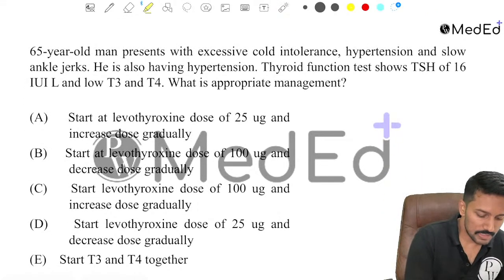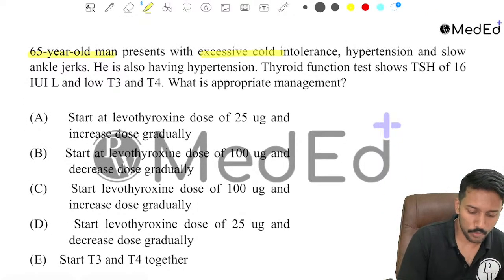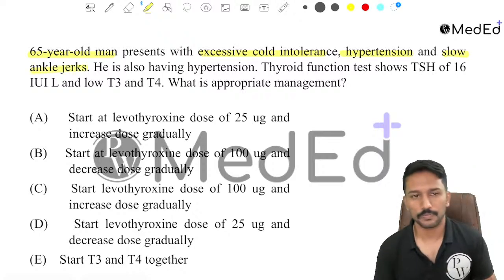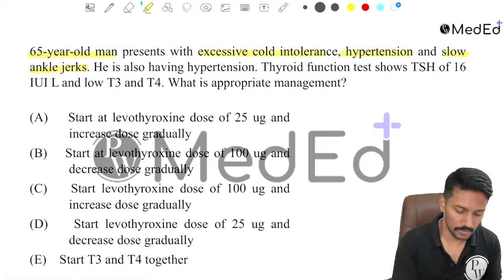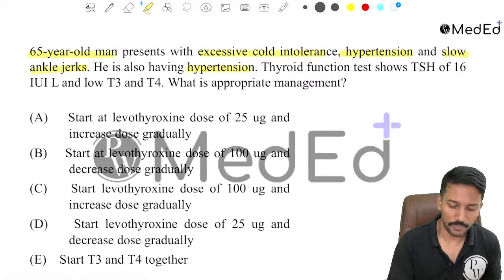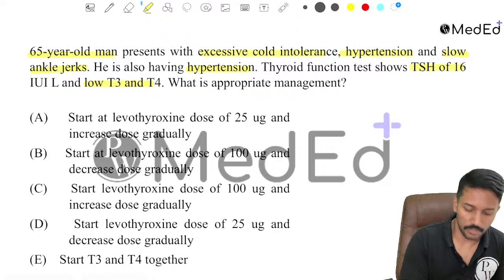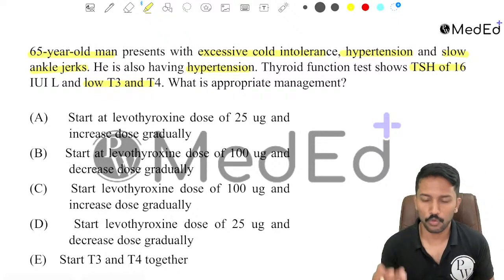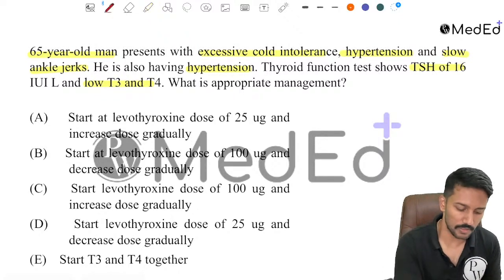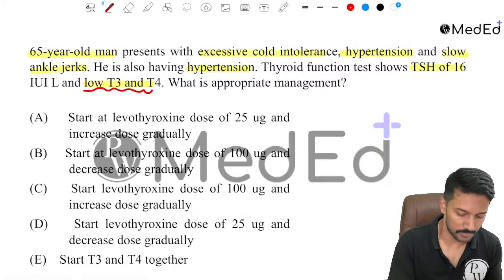Now the next question, a 65-year-old man presents with excessive cold intolerance, hypertension and slow ankle jerks. He is also having hypertension. The thyroid function test shows TSH of 16 and low T3, T4. What is the appropriate management? Now before going to management, what is the diagnosis here? T3, T4 are low, so we know it is hypothyroidism, right?